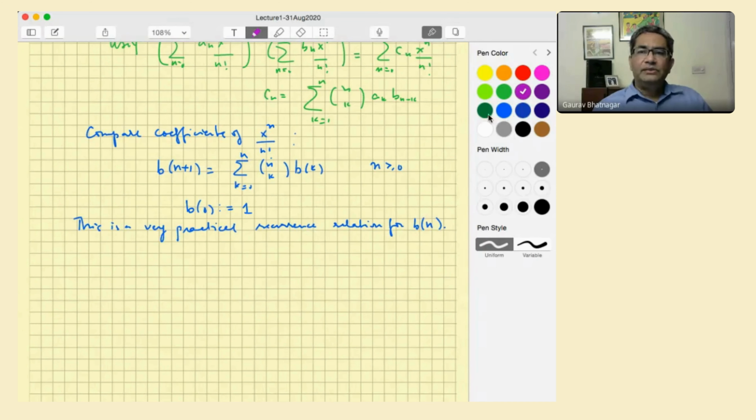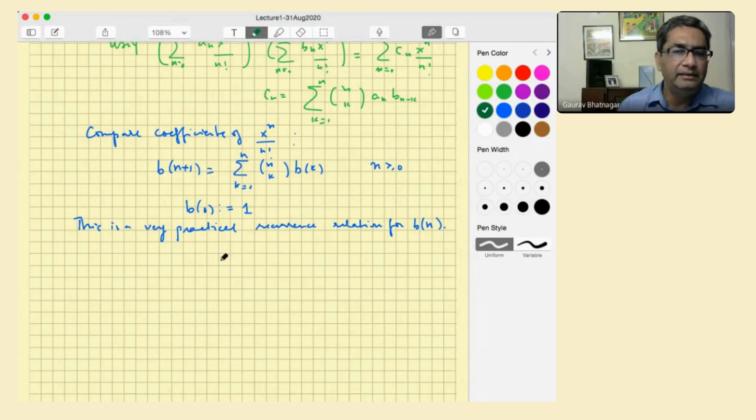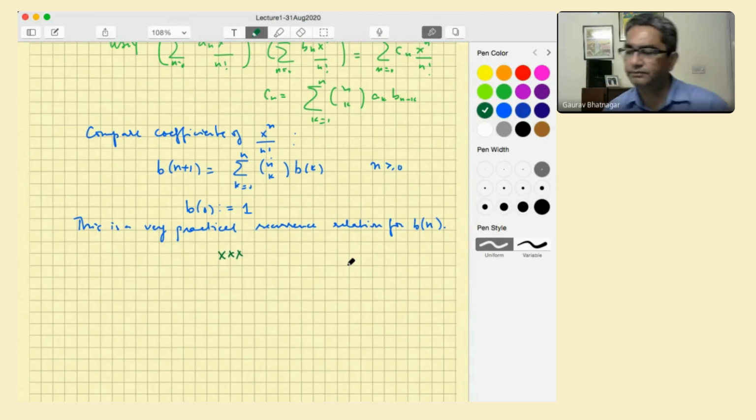Okay, so let's go back to green. So you can implement this and see if it works out.